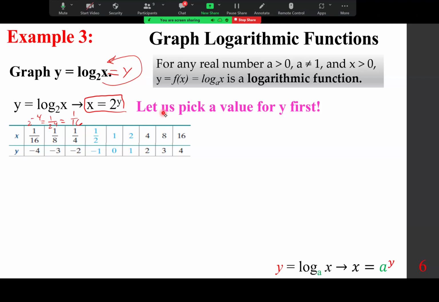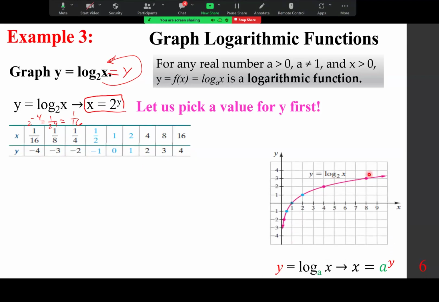So if we plot those pairs, for example, 1 over 16 and -4, 1 over 8 and -3, and so on and so forth, all the way to 16 and 4, it looks something like that. Just pick up the pairs carefully along the x and y axis. Obviously, the easiest one would be 1, 0. You notice that here. 2, 1 is not too bad. 4, 2 is not too bad either. 8, 3 is not too bad either. They may be a little bit more difficult, but you can locate them.